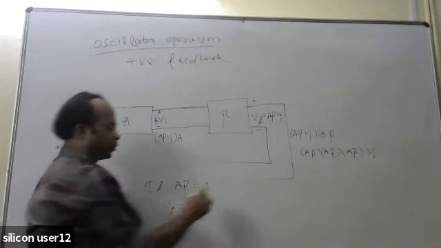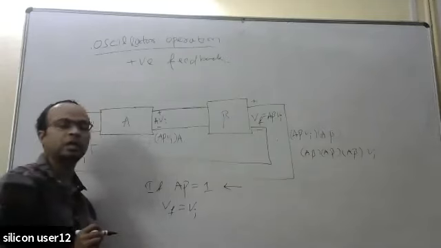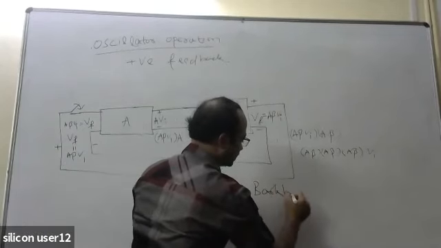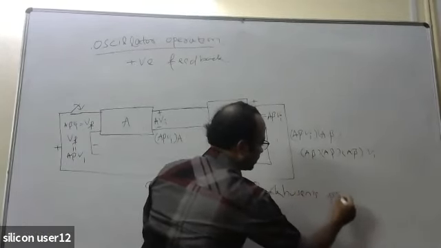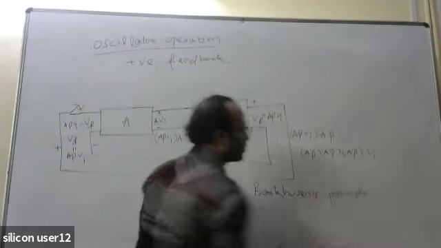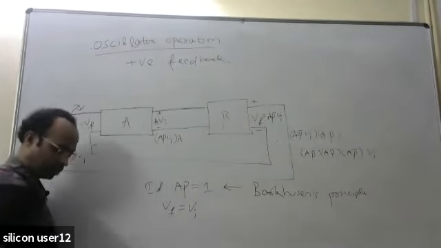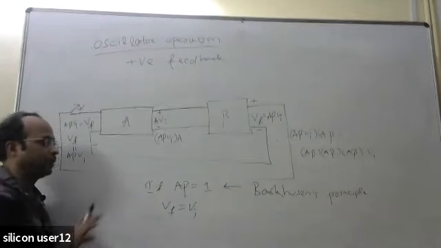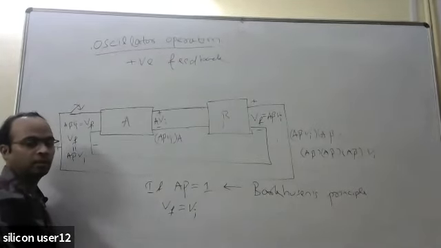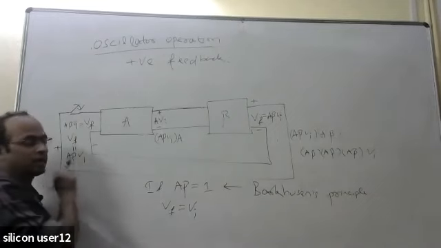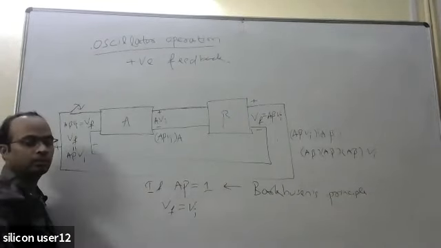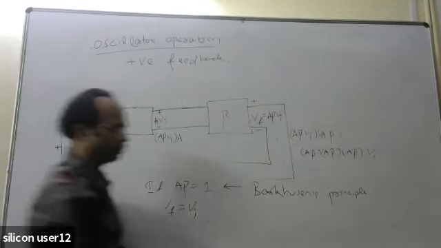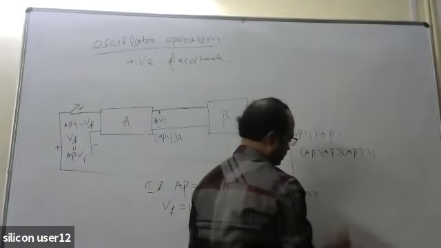So this condition, that A beta equals 1, is called Barkhausen's principle. Okay, so what does it say? It says the loop operation will continue if the A beta factor equals 1 and this switch is closed. At that time the loop operation will continue. So that is called the Barkhausen criteria or Barkhausen's principle.